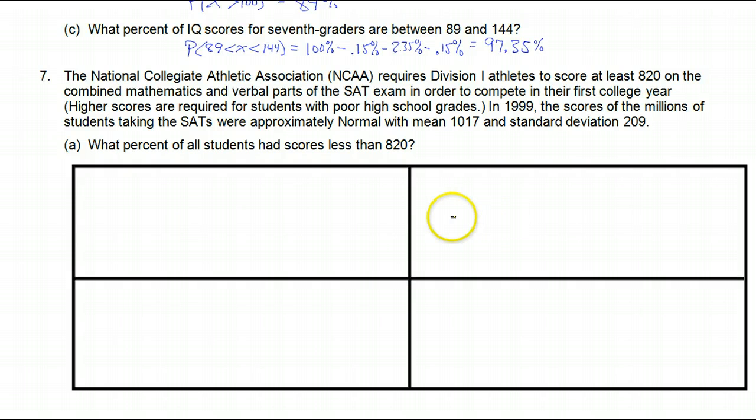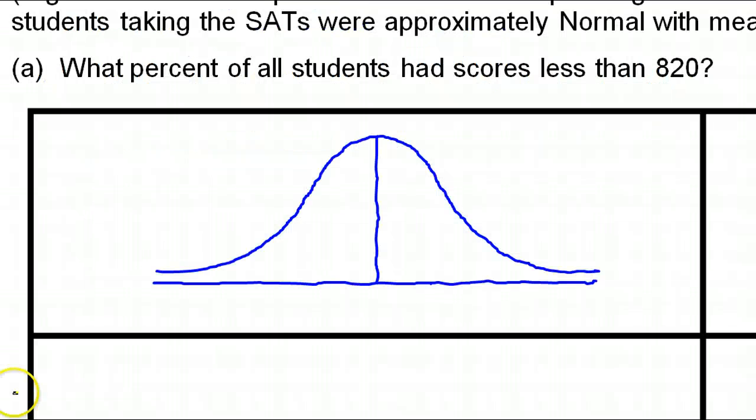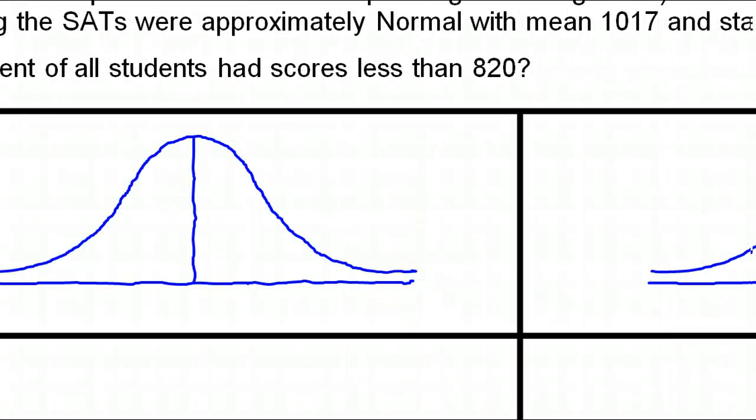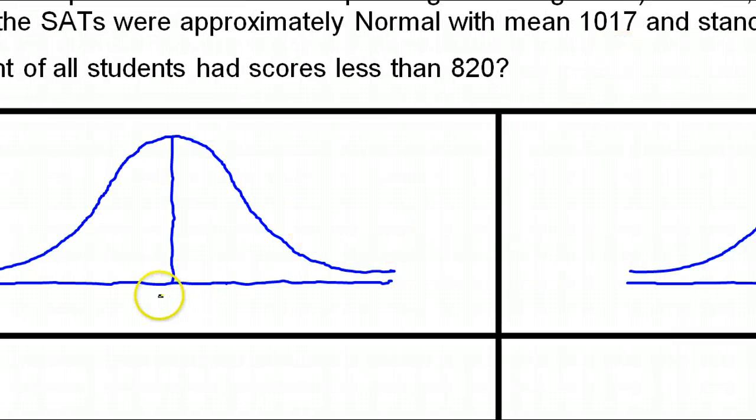The top 2 boxes are going to be pictures. We're going to start with SAT scores over here and z-scores over here. Here we go. So draw yourself a normal distribution. Drop a line down the middle for the mean. They said the mean was 1017, so let's put that down here. And you must label this. So this is SAT scores.